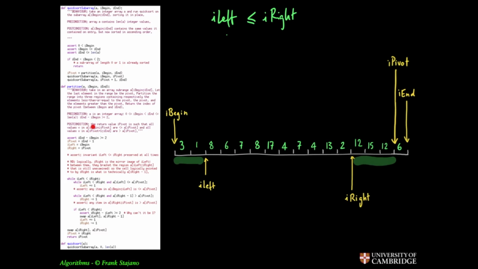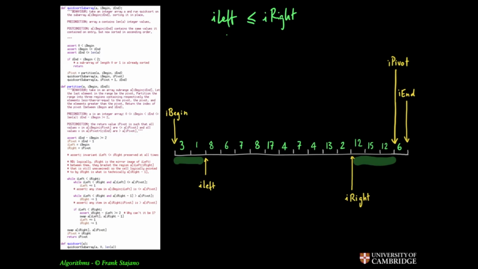And what we guarantee on exit is that the value that we return from this function, which is going to be an index I pivot, is such that it has partitioned the array into the 3 regions we promised. The left region from I begin to I pivot contains only elements that are less than or equal to the pivot contained in the position indicated by the pivot on exit, and all the values in the third region, I pivot plus 1 to the end, are greater than the pivot.